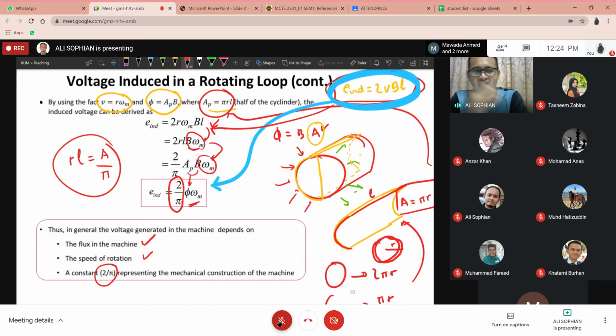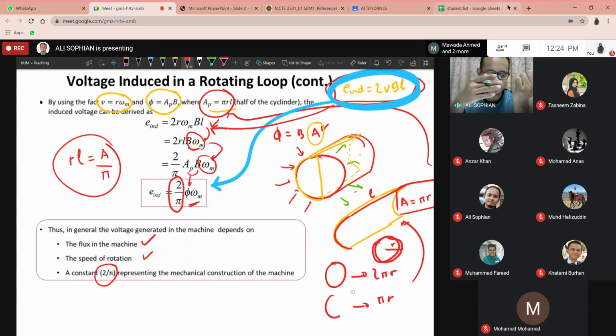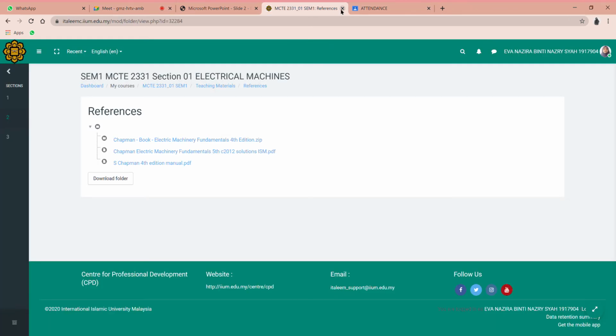If you are designing a single loop, a four-loop, an eight-loop, and so on, this value will change depending on your design. But the omega, the torque and the flux will stay in the equation. So the voltage depends on a constant representing the design, and the flux in the machine. It means that the higher the flux you have in the machine, the higher the induced voltage, which is good when we're talking about a generator.